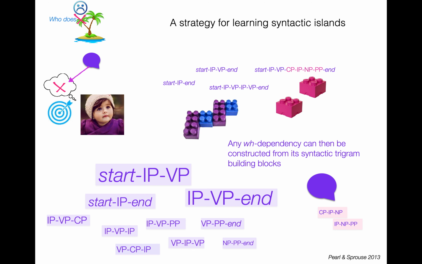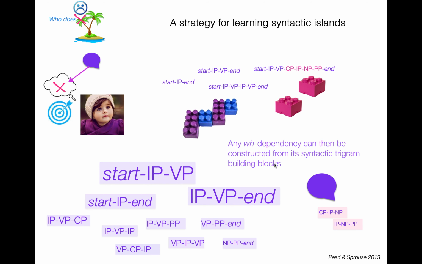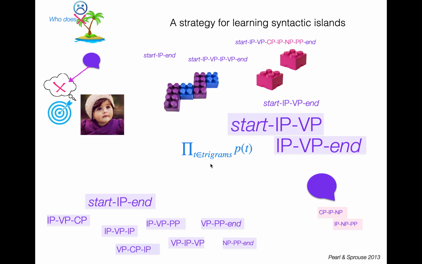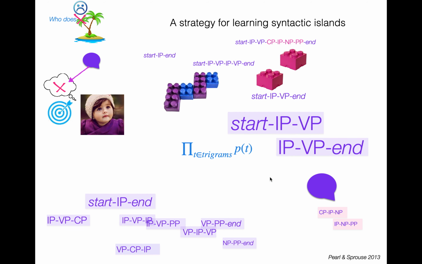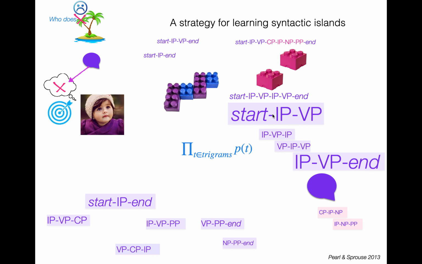And so any WH dependency can then be constructed from its syntactic trigram building blocks, and all you're doing is just taking the product of those probabilities, right? So here we have start IPVP end, our matrix clause-object dependency made of two very common building blocks, for example. And then we might have a longer dependency made of those more common building blocks, but also some other building blocks that maybe don't occur as often, but are there in the input.